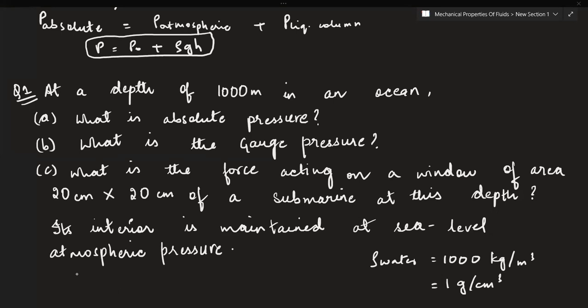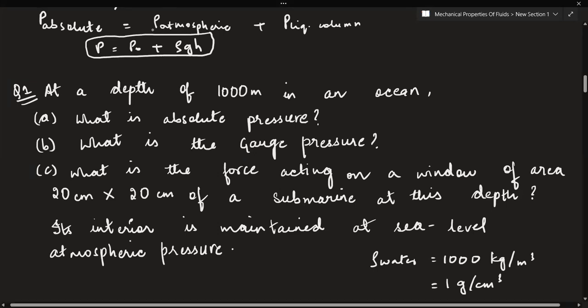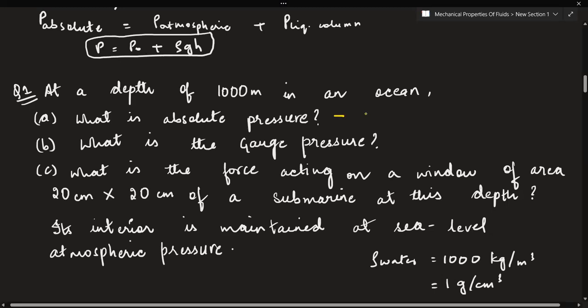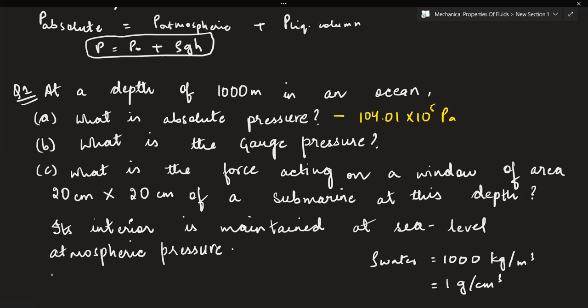Ma'am, the absolute pressure is 104.1 into 10 raised to 5 Pascal, ma'am. How much? Can you repeat it? 104.01 into 10 raised to 5 Pascal. Yes, that's right. Okay. Try it for the gauge pressure as well. It won't take much time because you have calculated this already. Yeah, ma'am.